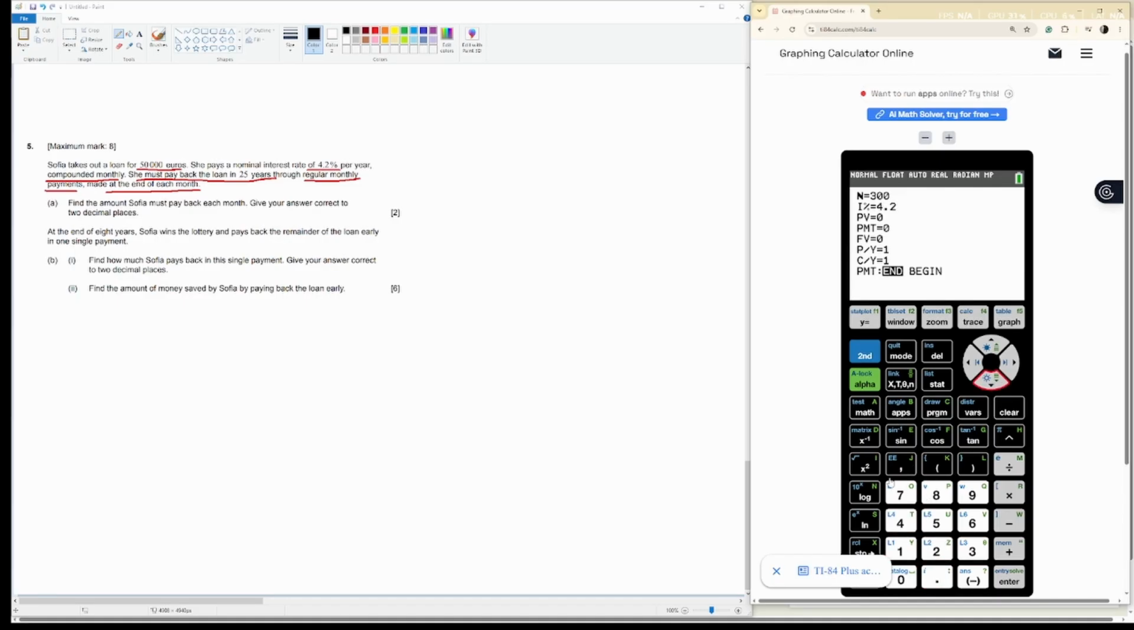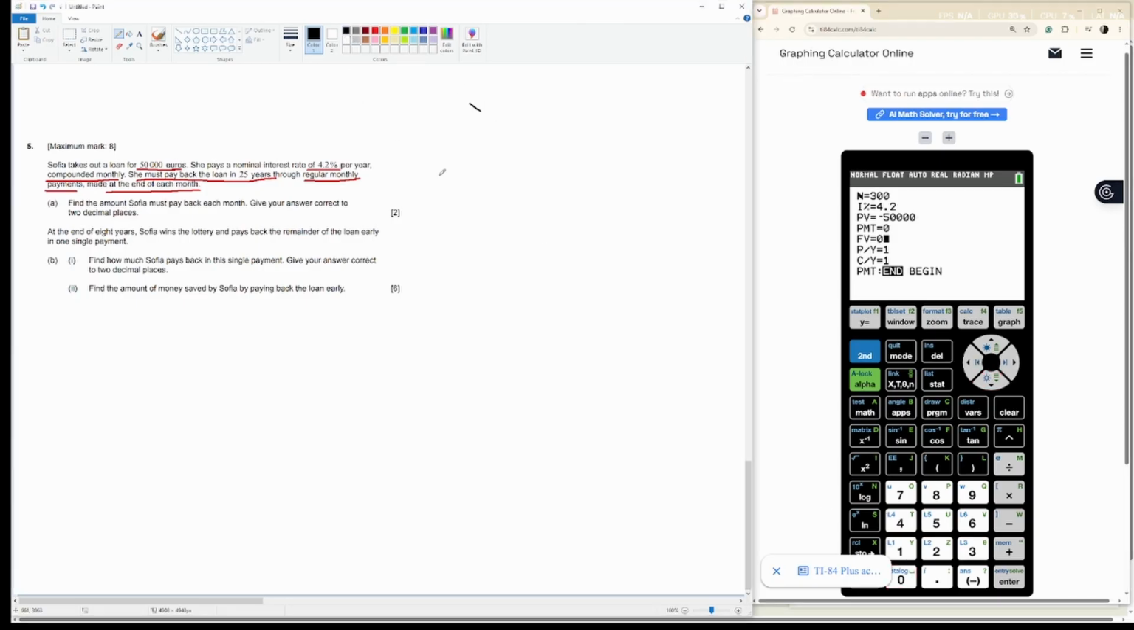As I talked about, when you take out the loan, your present value is always negative. Think of having your purse and then you take out a loan of 50,000 euros, then you will obviously be in the negative and you have to go and pay that back. So our present value is minus 50,000. Our PMT is what we want to know. In future value, we want to be at 0.